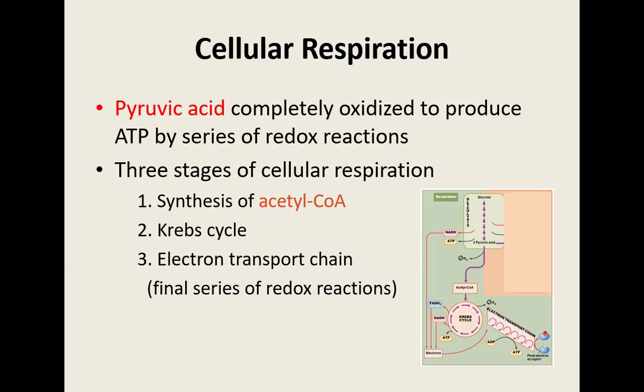And so once I have pyruvic acid, I'm going to make some acetyl-CoA, go into the Krebs cycle, and then I'm going to go into the electron transport chain. So I still have 3 things that are going to happen to my pyruvic acid. Oh, there's my 1, 2, 3.